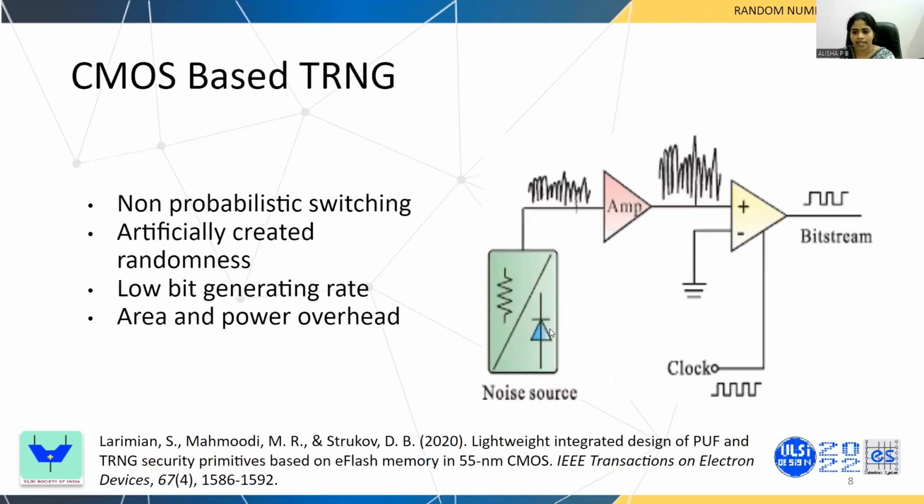Here, the diagram shows a CMOS based TRNG. We have a noise source and an amplifier, and the bit stream is generated. So here, the randomness is artificially created. This leads to a low bit generating rate and high area and power overhead. So we need an alternative mechanism which has high throughput and high energy efficiency for next generation applications.